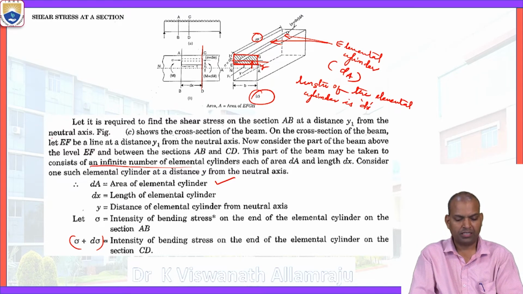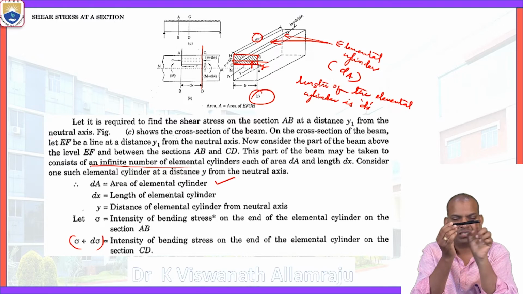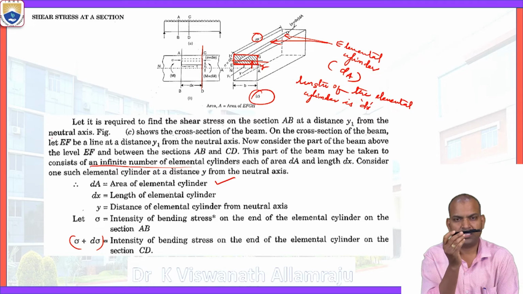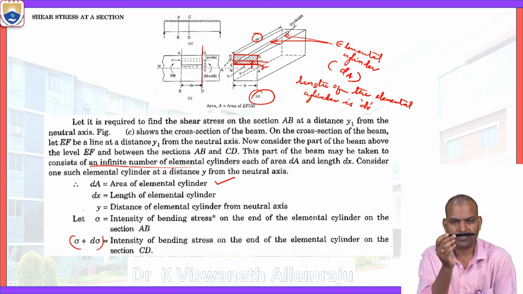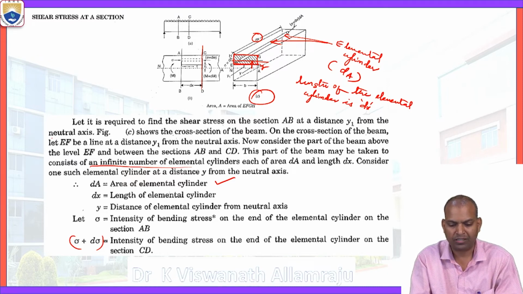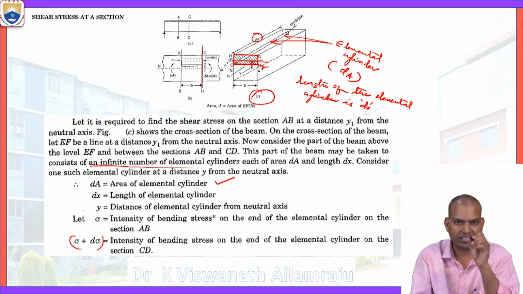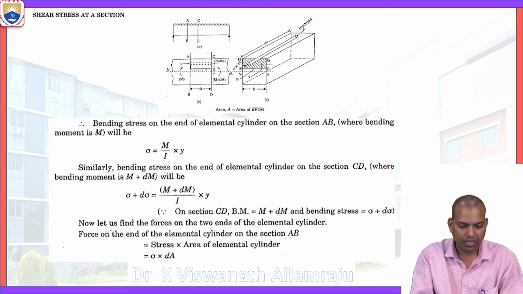Now, one more important parameter is dx, which indicates the length of the elemental cylinder. So what we are going to do is consider first the force acting on this elemental cylinder, then integrate it over the total area, from the line EF to HG. Now what is the bending stress?